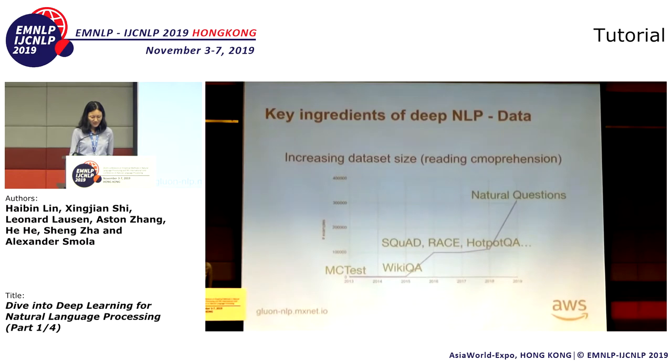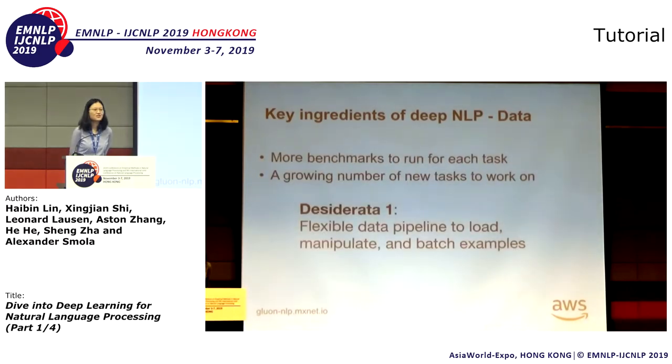So what are the implications of these changes? The first is that now for each task, we have a lot more benchmarks to run. We can test our models in different domains from different aspects. And also, the exciting thing is that there are a growing number of new tasks to work on. This requires us to run the model on multiple datasets, so we would like to have a framework that can deal with heterogeneous data formats. Specifically, we want a flexible data pipeline to load, manipulate, and batch examples.